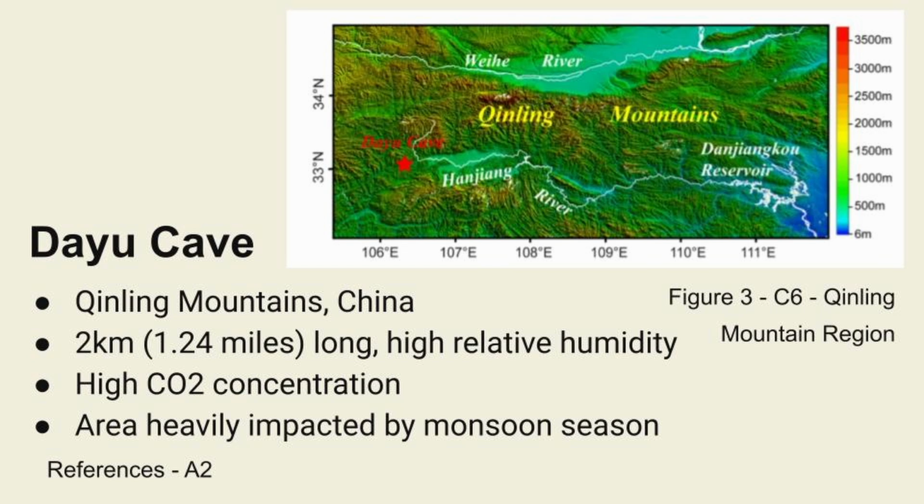The cave is about 2 kilometers long, or about 1.24 miles, with very high relative humidity at around 97%, and it has a high concentration of CO2. This area is very heavily impacted by monsoon season, with an average annual rainfall of about 1,100 millimeters, or about 43 inches. The average temperature of the cave is around 13 degrees Celsius, or 55.4 degrees Fahrenheit.